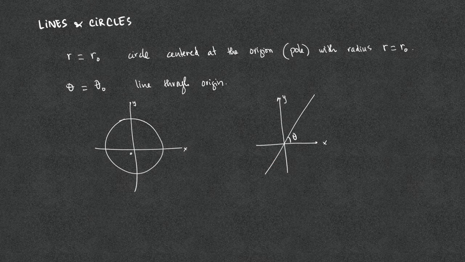With any two distinct points on the line, their distances from the pole are not the same, but the line that goes through the origin and that point forms an angle theta naught with the positive horizontal axis, regardless of where the point is on the line.